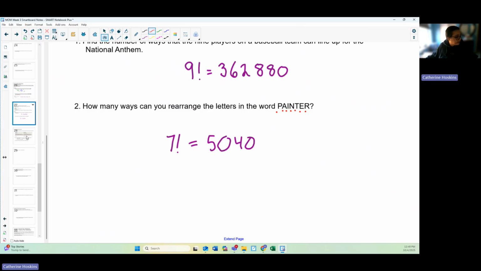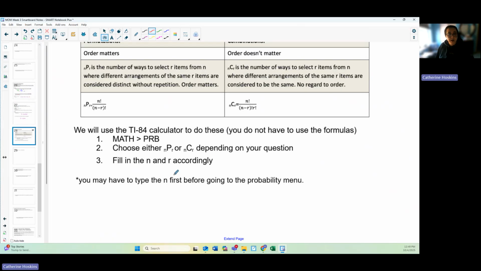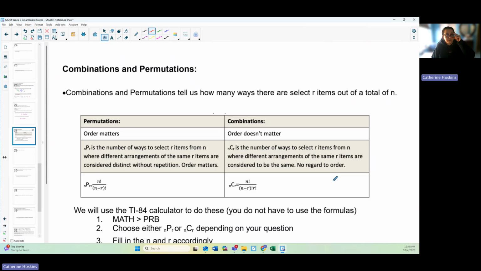The next type of counting techniques we're going to talk about are combinations and permutations. Combinations and permutations tell us how many ways there are to select items out of a total of n. So our n should always be our larger number. It is our total, and then we select our items out of that total. We have two big differences between the two. Permutation is when the order matters. Combinations are when order does not matter.